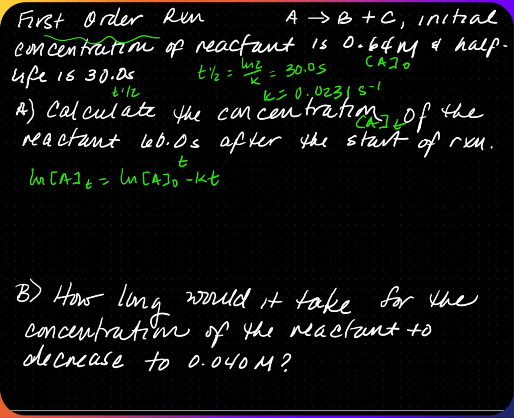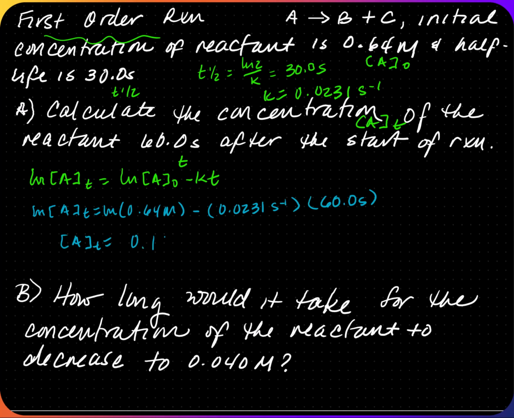Now I'm going to plug into the equation. So if I plug in, this is ln A equals ln of the initial concentration, 0.64 molar, minus my k, which is 0.0231 seconds to the negative first, times the time, which is given as 60 seconds. A is equal to 0.160047. We need to go back and do sig figs.